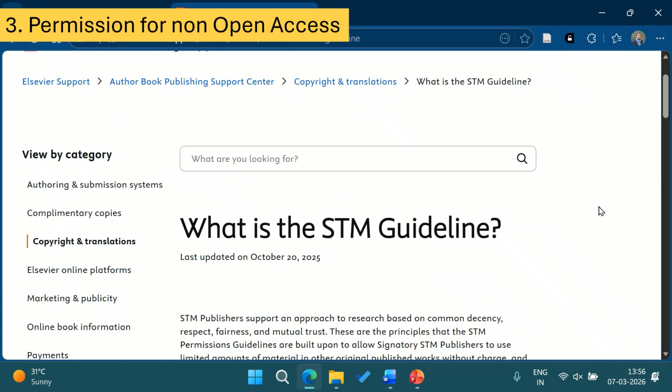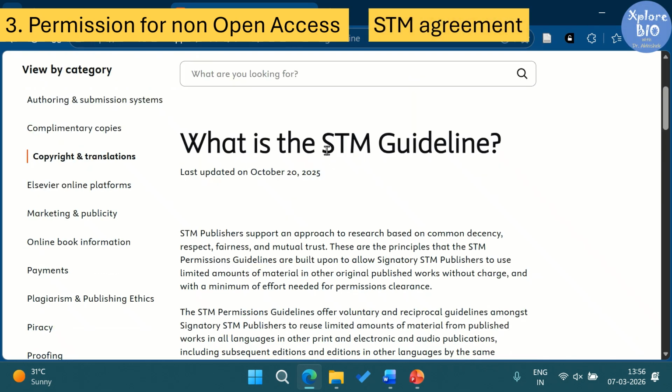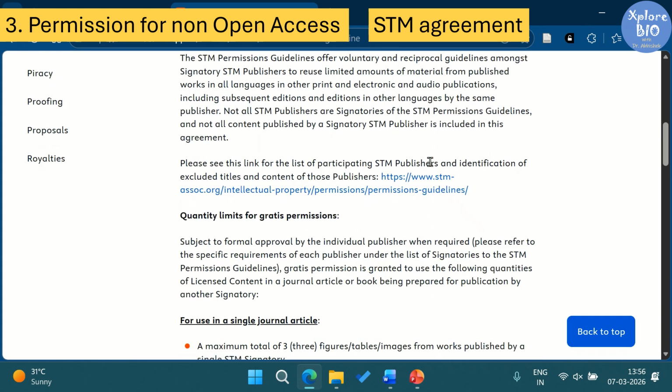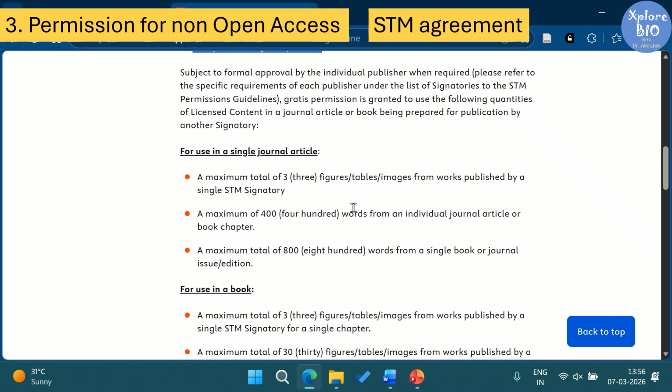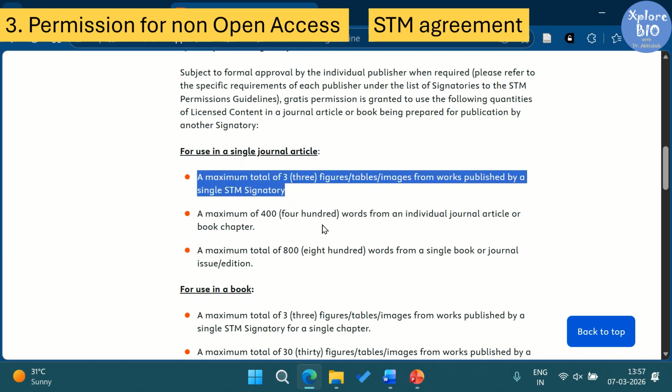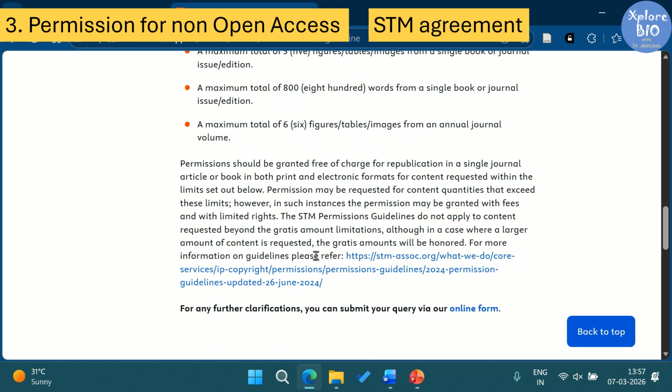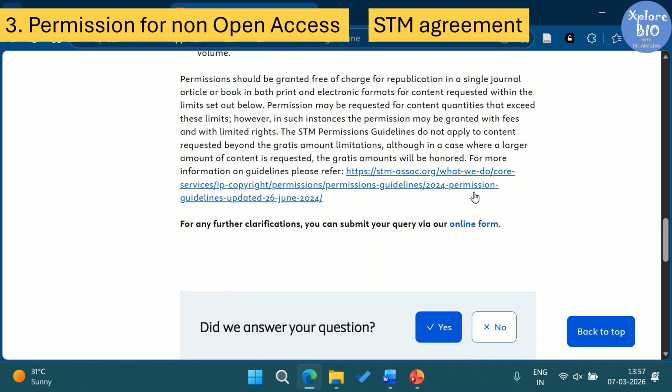But what if the paper isn't open access? Fortunately, many major publishers follow the STM Permissions Guidelines. This mutual agreement lets you reuse a small number of figures, usually up to 3, in another academic journal or book for free. You only have to pay if you exceed that free limit, or if you are using the image for a commercial textbook, or if the original publisher isn't part of these society agreements.